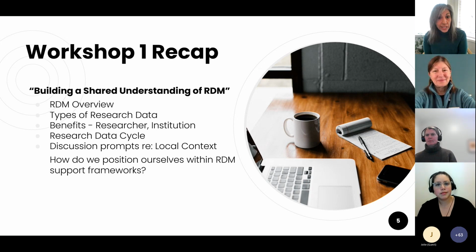We explored the research data lifecycle, and at the end, we considered how we can initiate and or engage in RDM discussions with key partners, for instance, at our own institutions. For instance, we talked about how we might position ourselves within RDM support frameworks currently or in the future. Could we identify potential gaps? And what are some of the considerations moving forward to better support RDM?